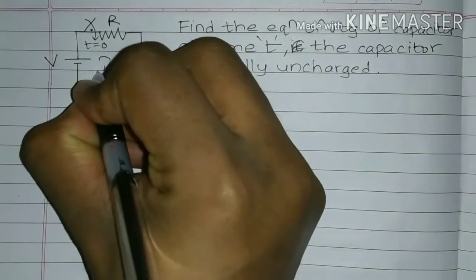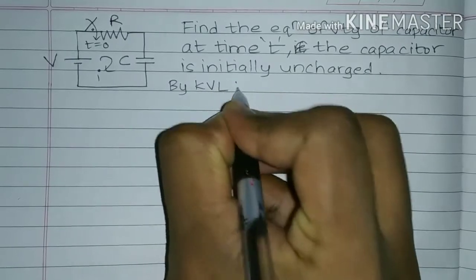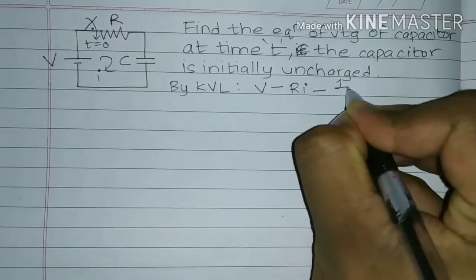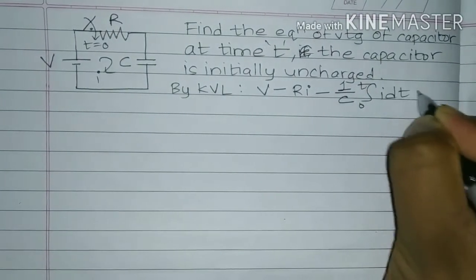Let the current in the loop be I. Now by KVL we can write V minus R into I minus 1 upon C integration of 0 to t I dt is equal to 0.